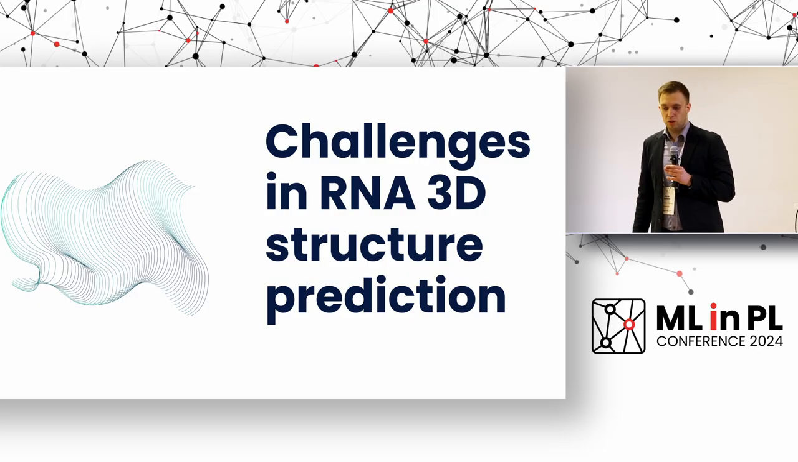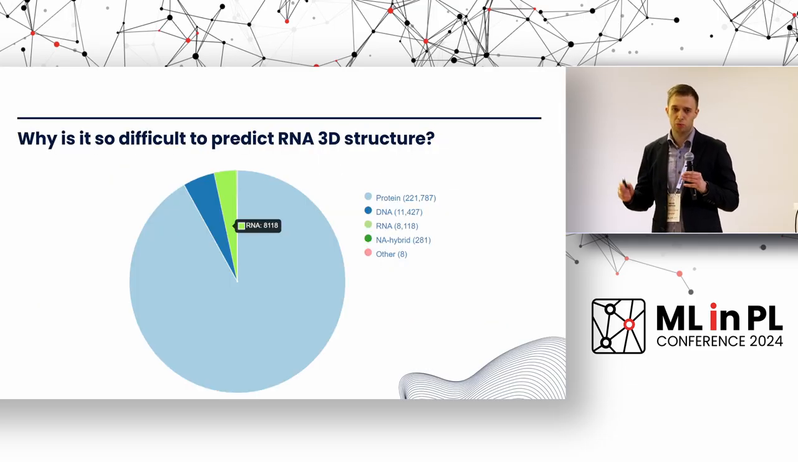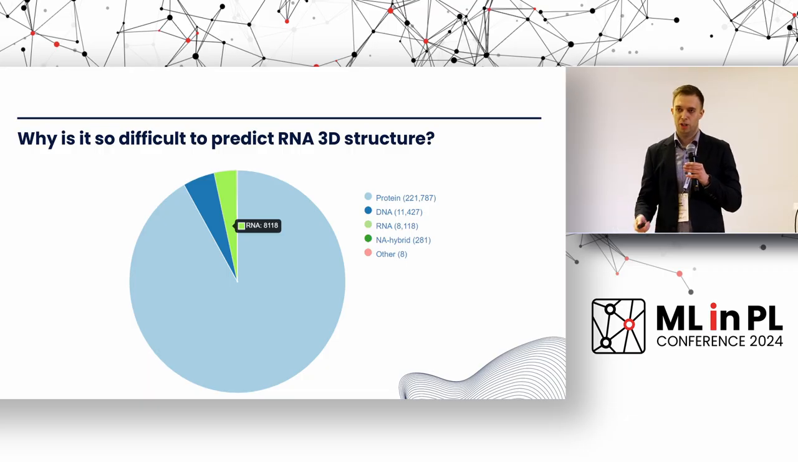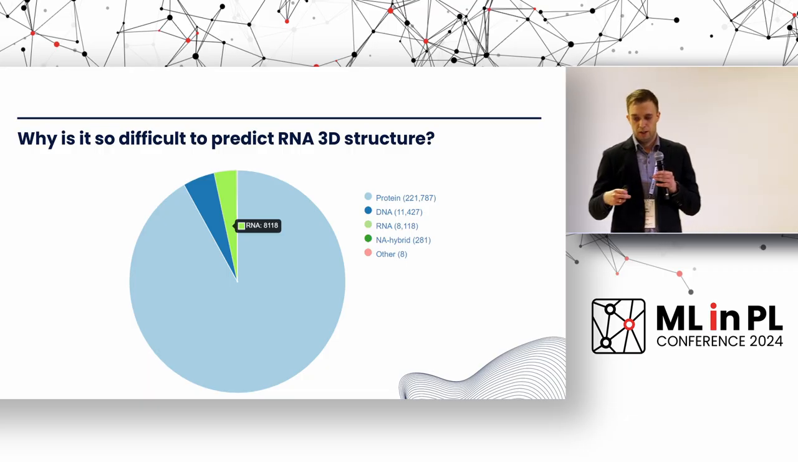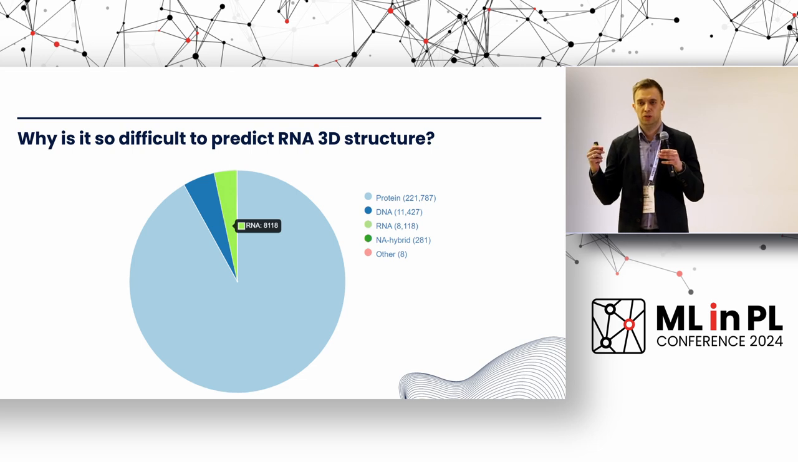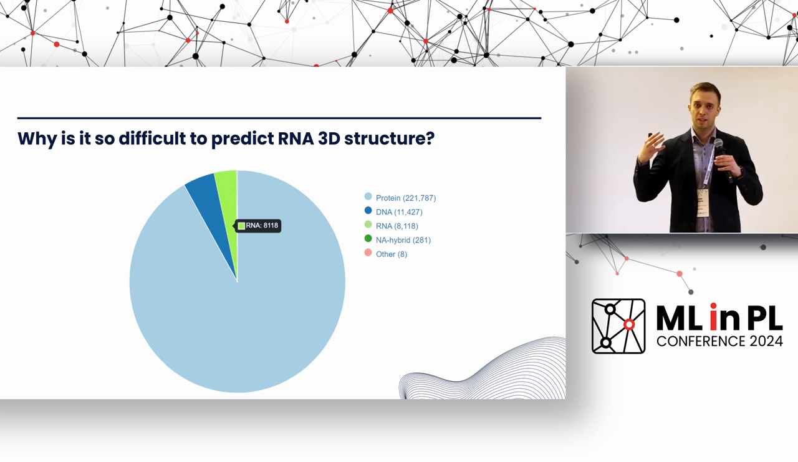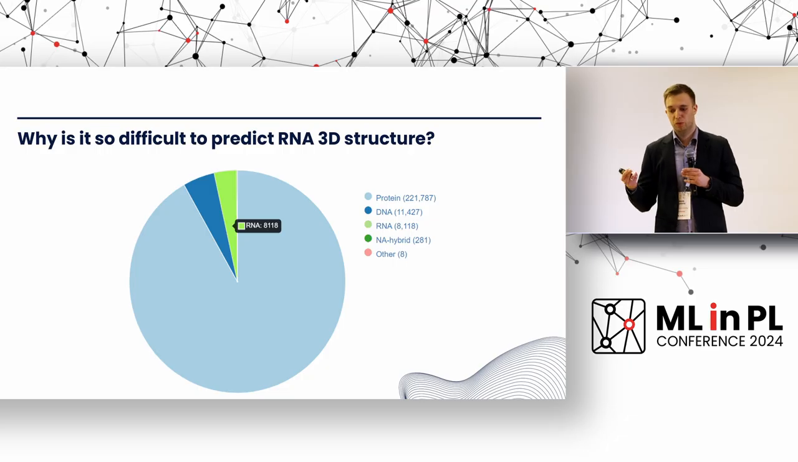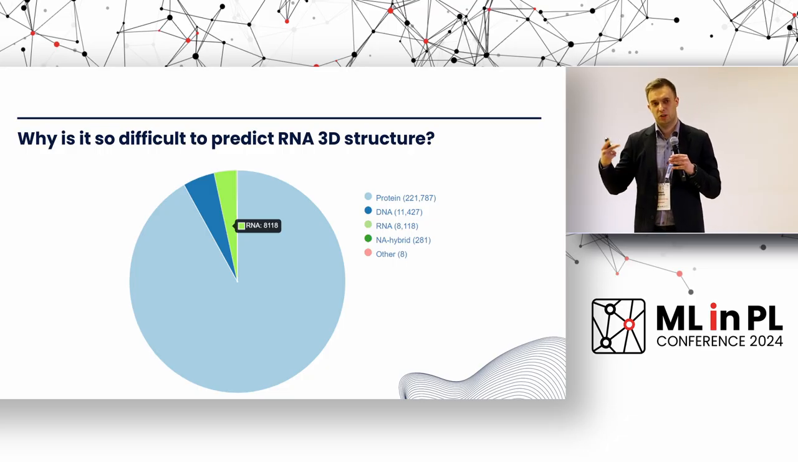Now I would like to talk about the challenges in RNA 3D structure prediction. The first one is the data, the amount of data. This chart presents the number of structures in the PDB database. For proteins, we've got over 200,000 experimentally determined structures. In contrast, for RNA, we've got only 8,000. And what is even more important, a lot of them are redundant.